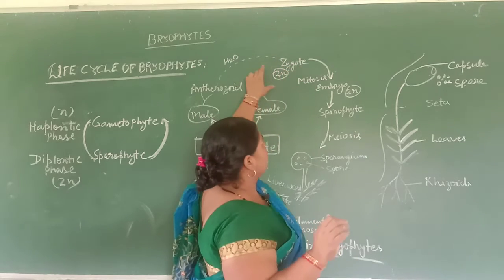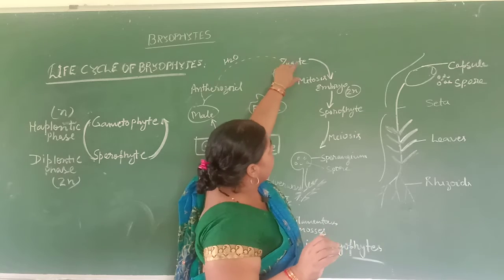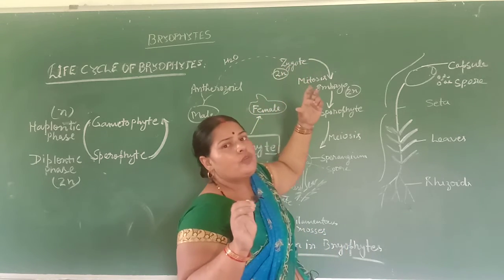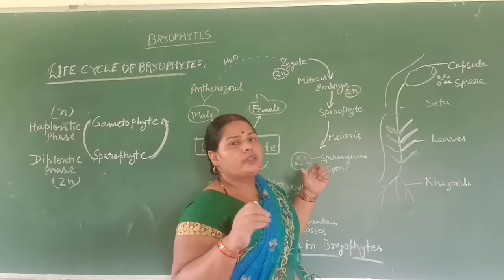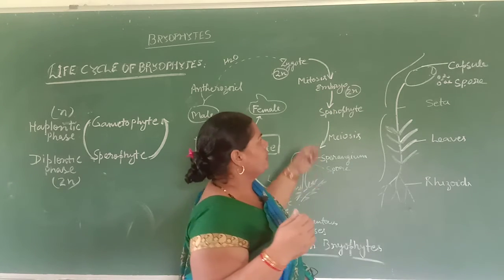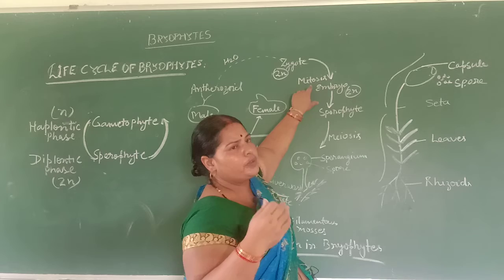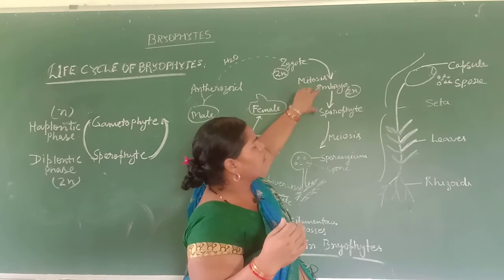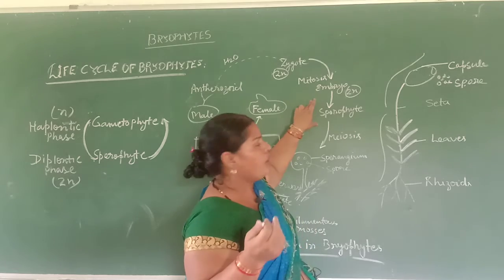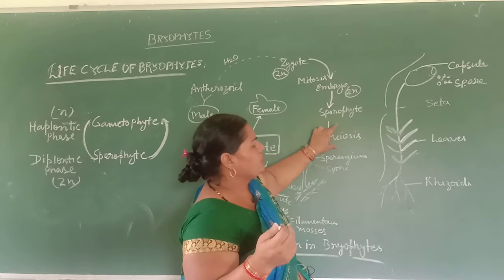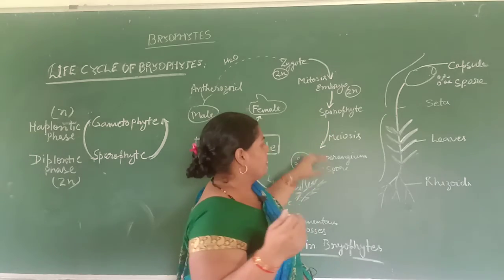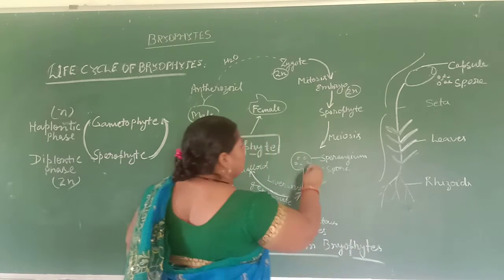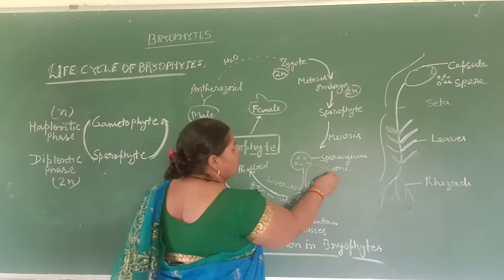The zygote is formed, and the number of chromosomes in the zygote is 2n. Here mitosis takes place, and next the embryo forms. The chromosome number in the embryo is also sporophytic, or diplontic phase. So the sporophyte is formed, and in the process of meiosis, the sporangium forms and spore mother cells are formed. The sporangium has the spores.